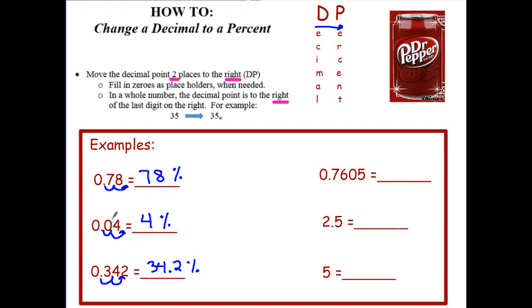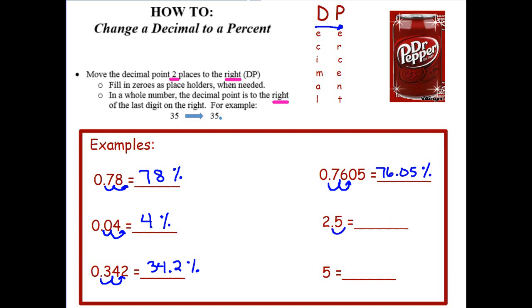Up here in the first 2 examples, we didn't need the decimal point in our answer because there were no additional digits. But with this one, after we move it 2 places, there was that 2. So we had to keep the decimal point in our percent answer. So be very careful. All right, here we go. 2 places from the D to the P, 2 places to the right. So our decimal point is going to be between the 6 and the 0. So we get 76 and 5/100ths%.